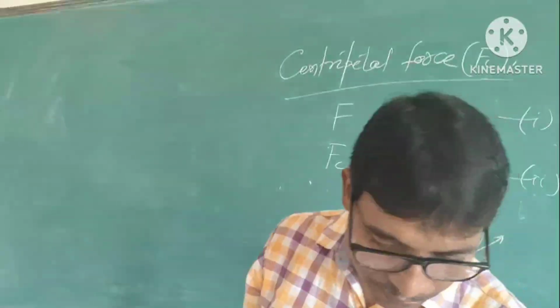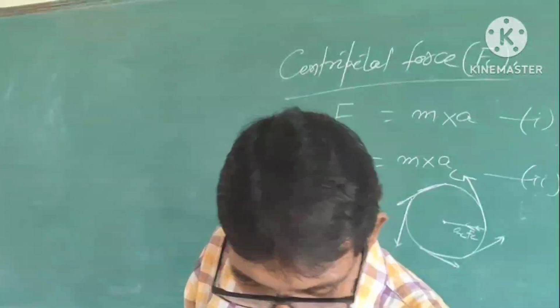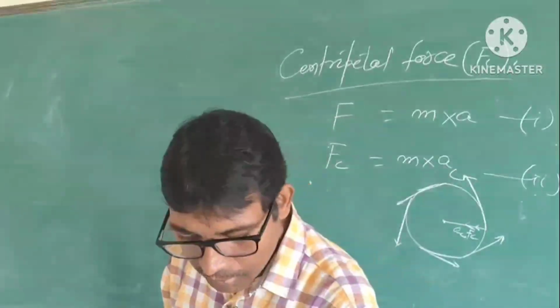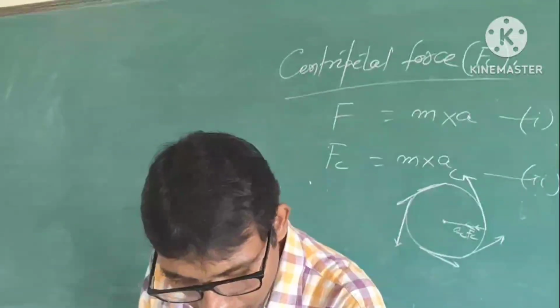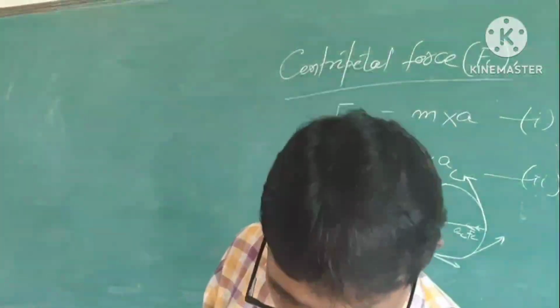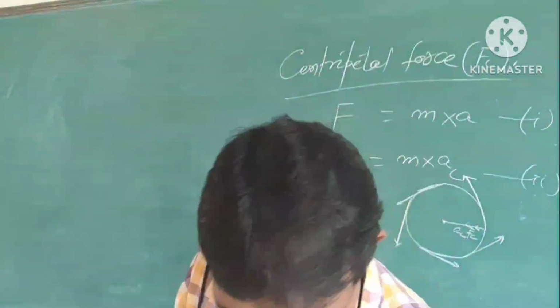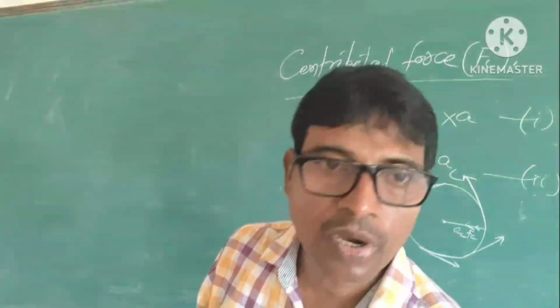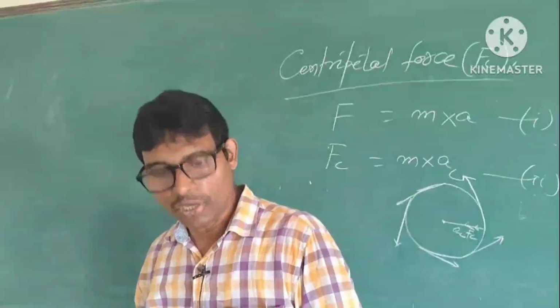Then comes the point: centripetal force is not a new kind of force. It is the same force as described by Newton's second law of motion. The centripetal force needed to keep an electron moving around the nucleus is equal to the electrostatic force of attraction, what I told now. Centripetal force is always needed when a planet moves around the sun.